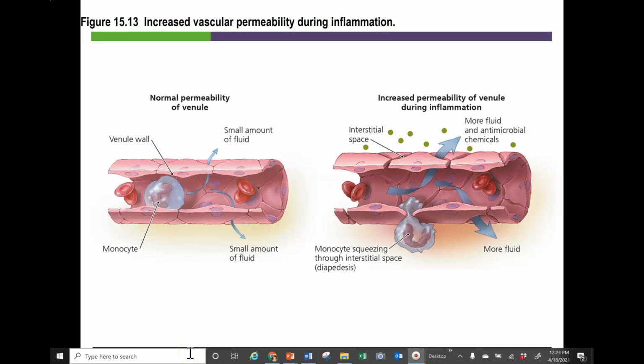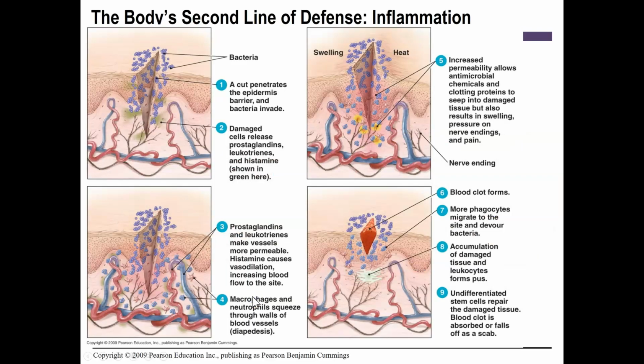This image is reviewing margination and diapedesis occurring in the environment of an inflammatory response. And this figure is the figure going through inflammation, acute inflammation from your book.